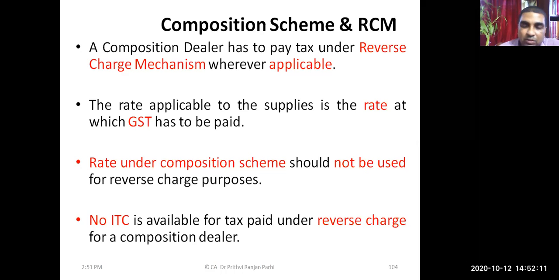Now, one more thing also you have to remember. Composition scheme dealer has to pay tax when tax is payable on reverse charge mechanism. If reverse charge is applicable, as per the normal rate, composition dealer has to pay tax on reverse charge basis.